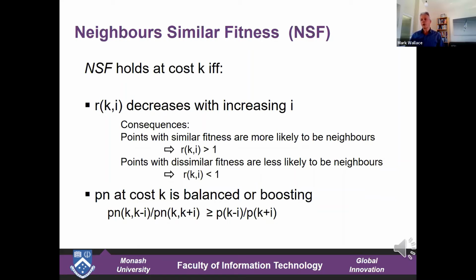And the other requirement for neighbor similar fitness is that the probability at cost k of a neighbor having a certain value is balanced or boosting. And if the neighbors have a high probability of having a better fitness, then all the proofs follow through easily. It's the balanced fitness that is the most challenging for the proof.